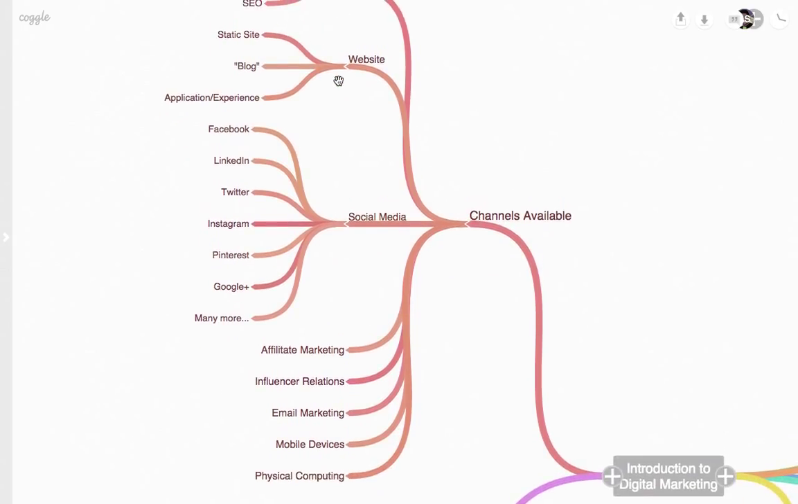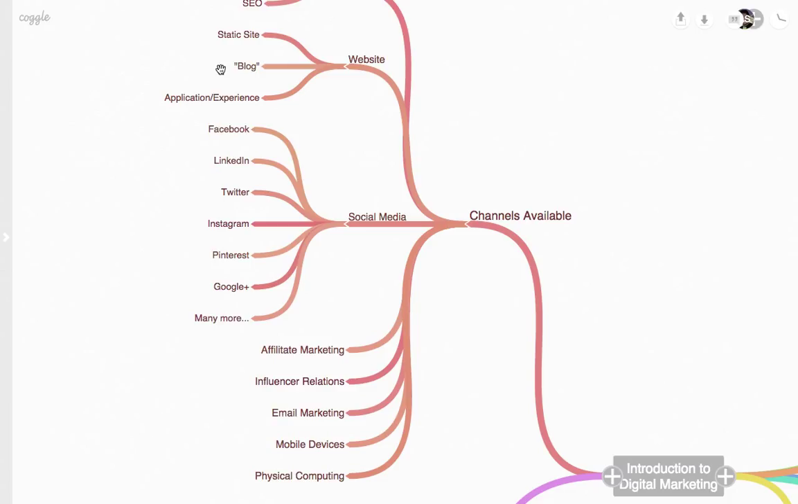The second bit is the website. This is usually under the owned media channel, right? It could be a static site, it could be a blog, or it could be an application or an experience. Static sites were pretty popular back in the day, but nowadays most corporate websites are also like this. However, there's a strong shift towards blogs. Nowadays, WordPress is the most common blogging platform.